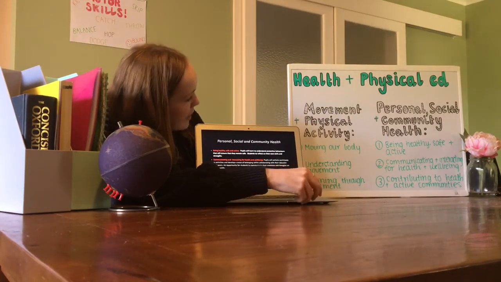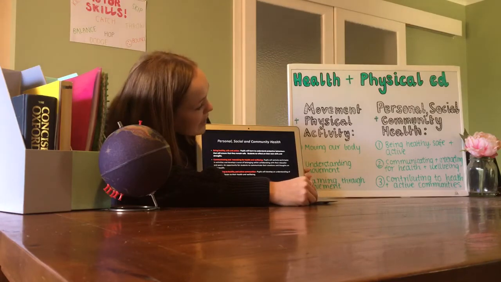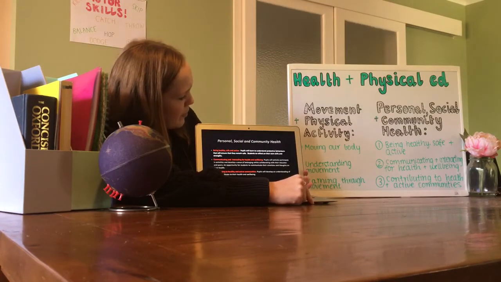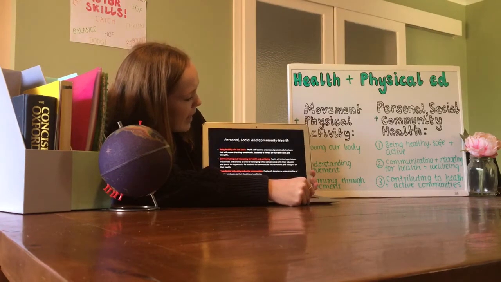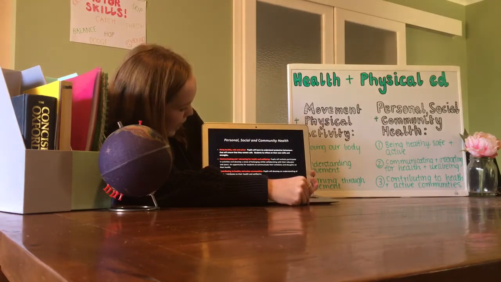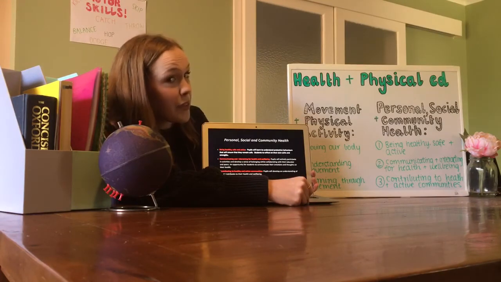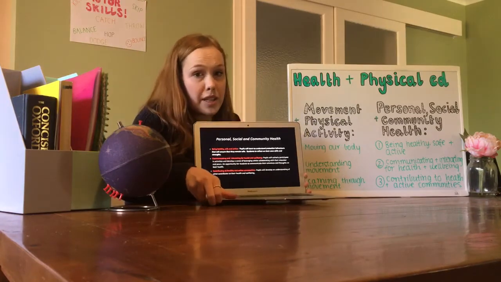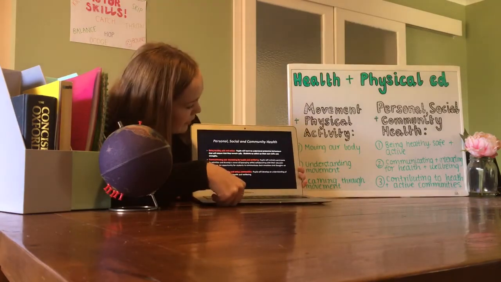Now, moving on to the second substrand, which is communicating and interacting for health and well-being. This one focuses mainly on actively participating in activities in order to develop a sense of belonging. So it's more about the emotional health of a child, if anything.